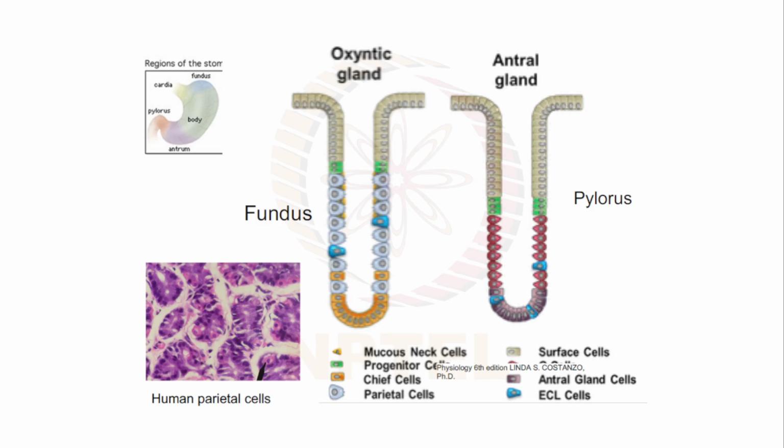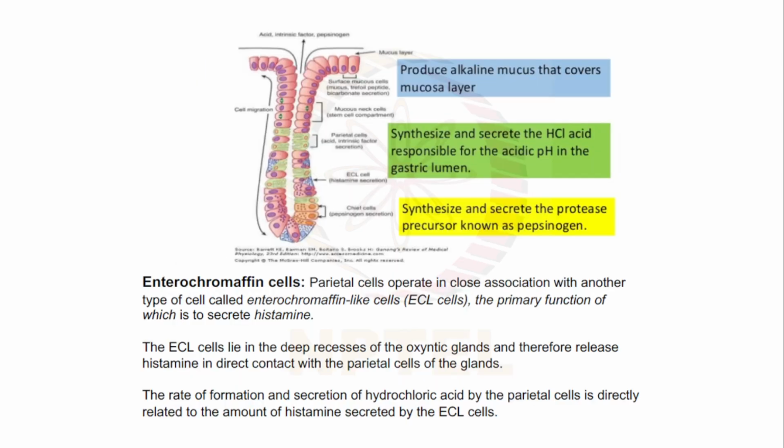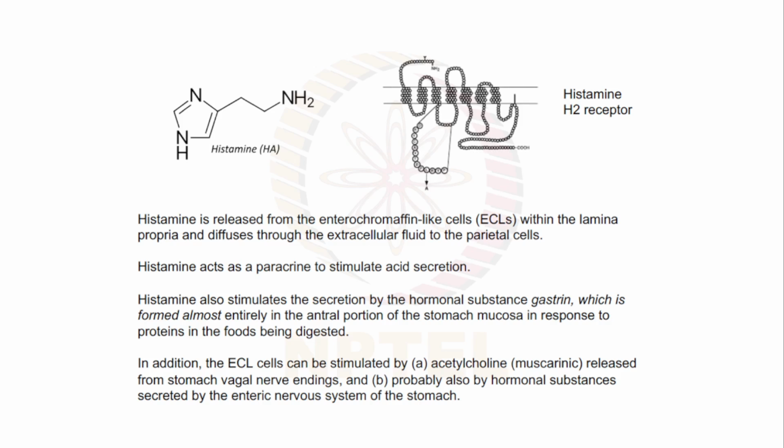So yes, if you can see, they haven't shown it here, but ECL cells are present in close connection with the parietal cells. What they do is secrete histamine. Histamine directly comes in contact with the parietal cells, which again acts as an activator for the secretion of HCl from the parietal cells. Okay? The rate of formation and secretion of HCl by the parietal cells is directly related to the amount of histamine secreted by the ECL cells. This much control this histamine has on the parietal cells. So yes, it is a very important part that you must know.